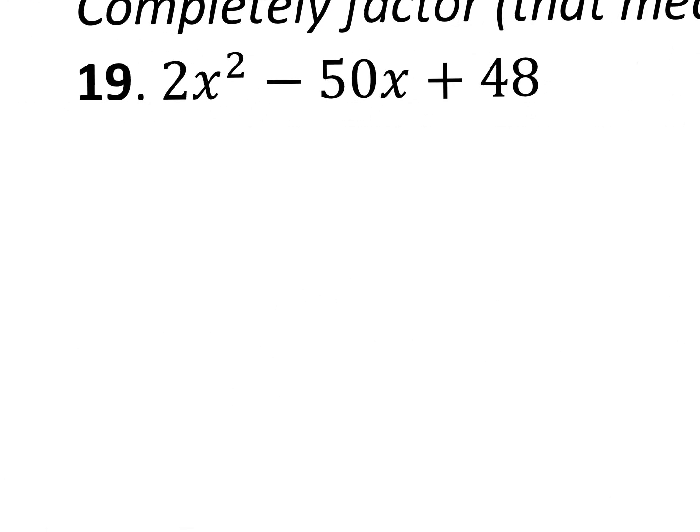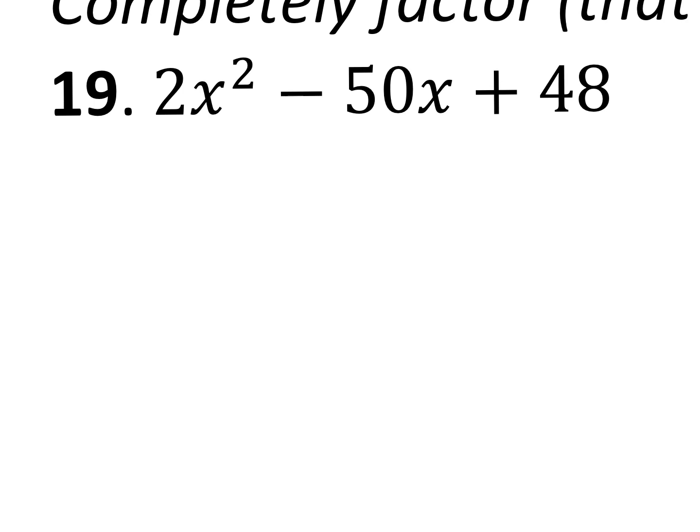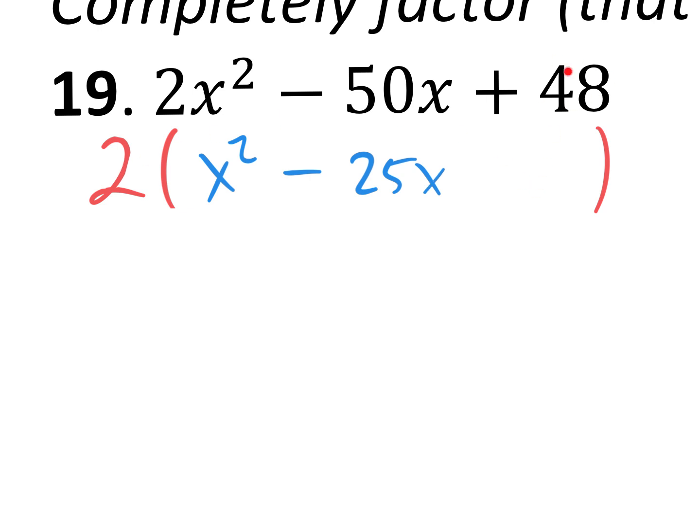So number 19, the very first method that we learned to factor was pulling out the GCF. Is there something in common in all 3 terms? There's a 2. So when I pull out a 2, what would be left? 2 times what gets me back to 2x squared? X squared, okay. And then how about 2 times what gets me back to negative 50x? Negative 25 with an x, right? And then 2 times what gets me back to 48? Positive 24, right? Okay, so we factored out the GCF.